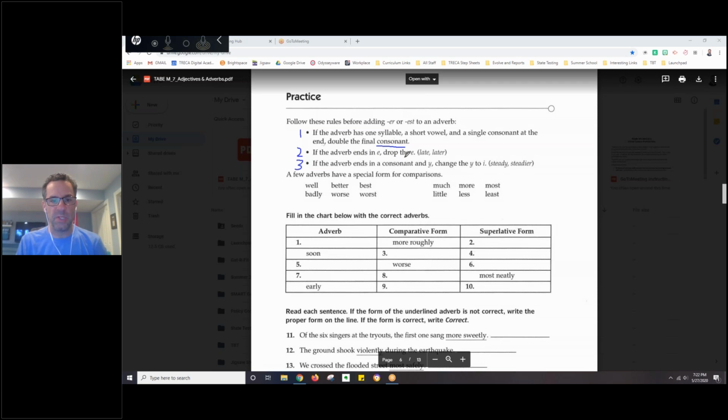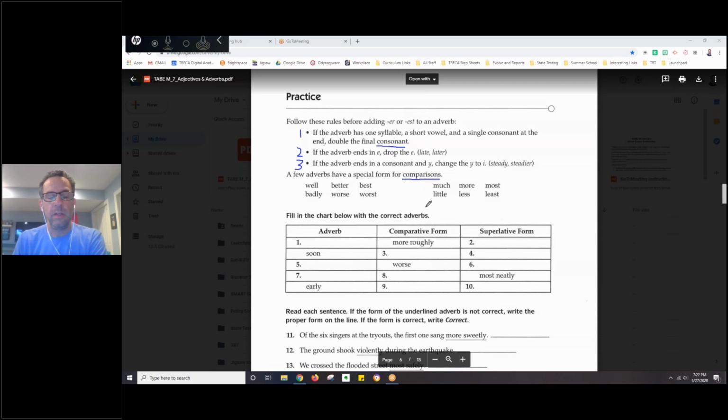If the adverb ends in E, drop the E. If the adverb ends in a consonant and Y, change the Y to I. A few adverbs have a special form for comparisons. Remember, we're comparing, and we might be comparing 2 things or 12 things. So well, better, best, badly, worse, worst. Fill in the chart below with the correct adverbs.